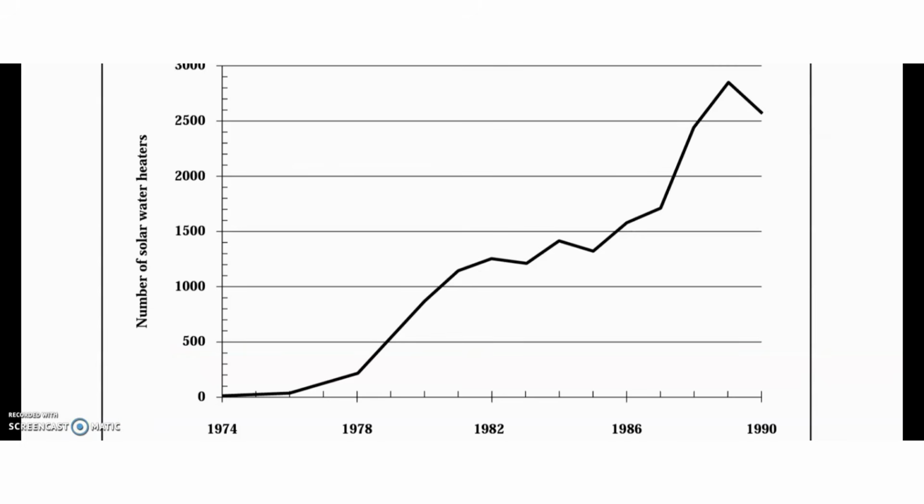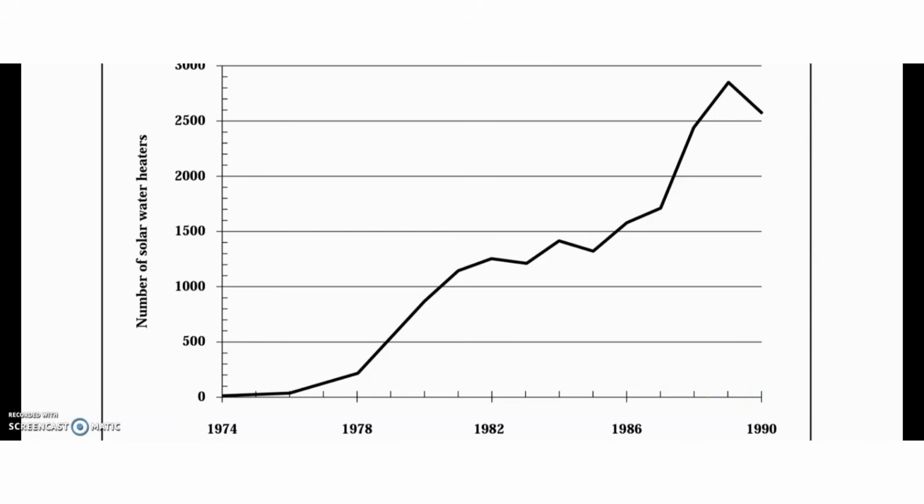So utilizing the actual values, the policy actually was initiated in 1978, and it was roughly 200 solar water heaters that were sold at that point in time. Prior to that, it was in fact very, very low. However, beyond that, you would actually see a significant overall increase in the use of solar water heaters, where the highest peak was in fact associated with the year 1989.